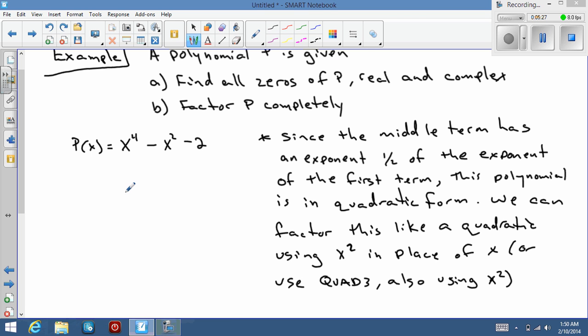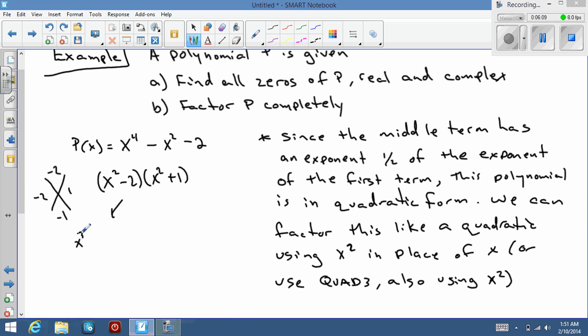And if you have quad 3 on your graphing calculator, you can use that and remember to replace any x's with x squared. If I do the product sum rule for this problem, I have -2 and -1 for the product and the sum. And my two factors of -2 would be -2 times 1. Add those together, you get -1. So usually for a quadratic, I would write x minus 2 and x plus 1. But here, because it's x to the fourth, I need x squared minus 2 and x squared plus 1. So I'm going to set each one of these equal to 0.